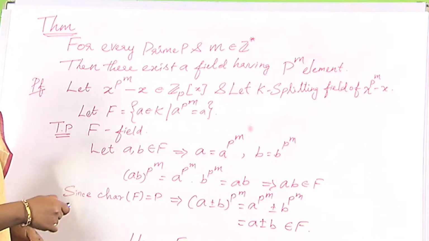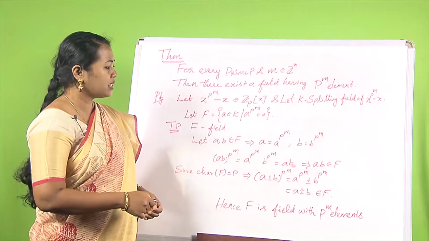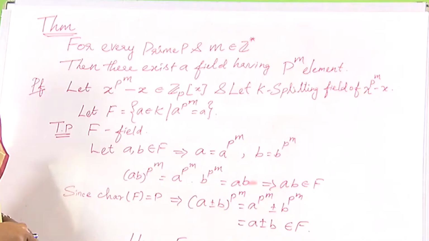This A will be in this format only, and similarly if you take another B, it will be in the format B power p power m. Therefore, AB power p power m is equal to A power p power m, B power p power m, and this is equal to AB. Therefore, we took two random elements from F, A comma B, and the product is also inside F. Therefore, closure with respect to one operation is done.